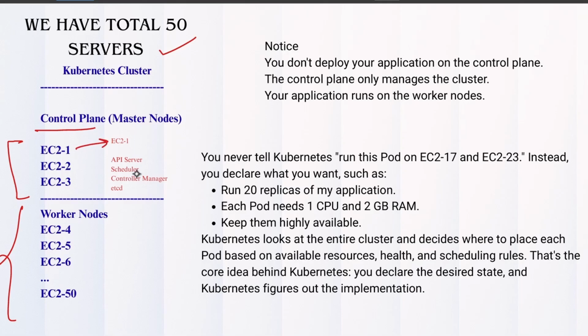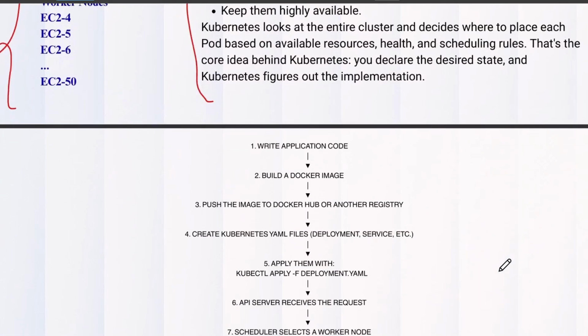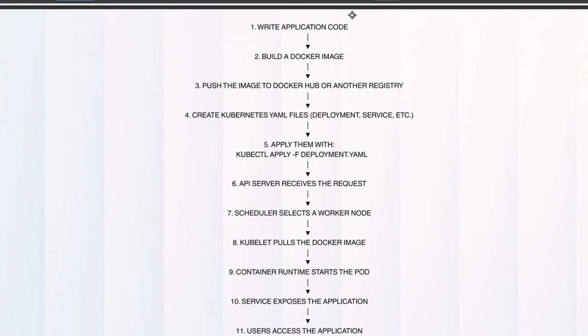And each node will have these things, that is the API server, scheduler, controller manager, etc. You can read what I have written over here and understand it. So you can see the first step: the application, build a Docker image, push to Docker Hub. Then you write the Kubernetes YAML file. After that, you need to apply it with kubectl.